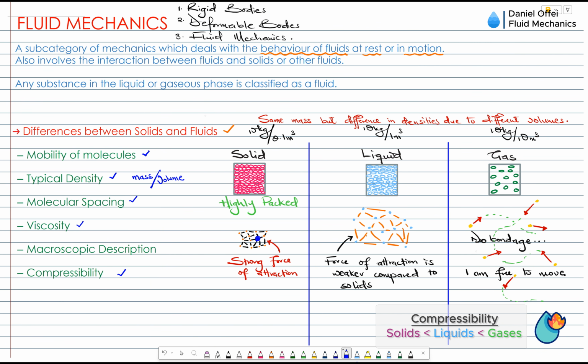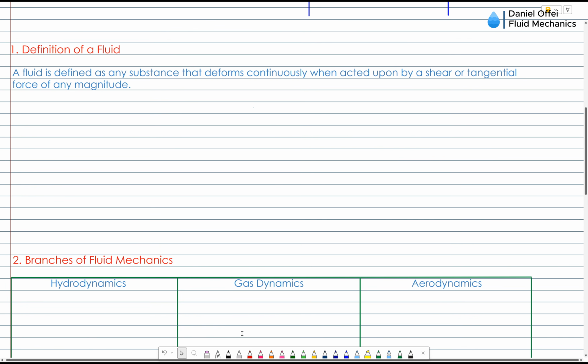For gases, however, because of the spacing between the molecules, we can push them together, and we can have things like compressors that can actually compress gases and push them into our car tires. And to define the compressibility of fluids, we use what we call the bulk modulus of elasticity. So we'll see that when we start looking at the properties of fluids in another video. Now that we've seen the difference between fluids and solids, let's look at the definition of a fluid.